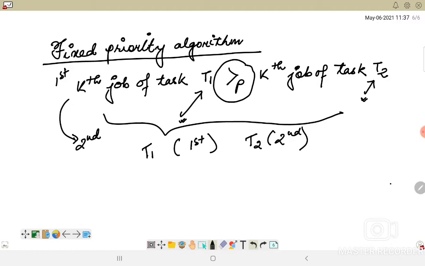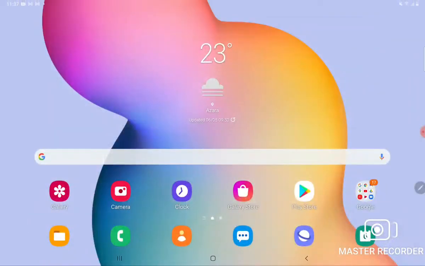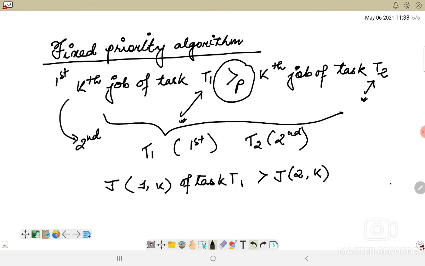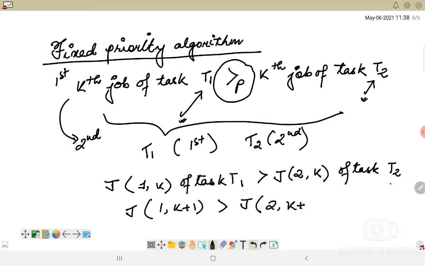More formally, if the job J1,k of task T1 has higher priority than the job J2,k of task T2, then J1,k+1 will always have higher priority than J2,k+1.